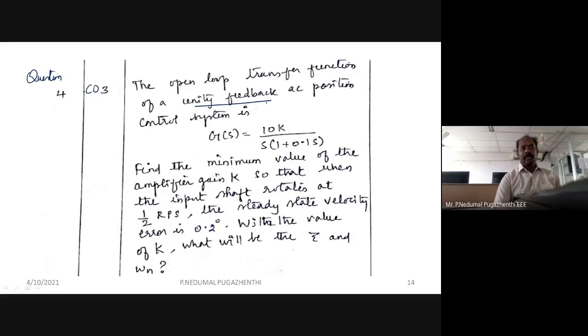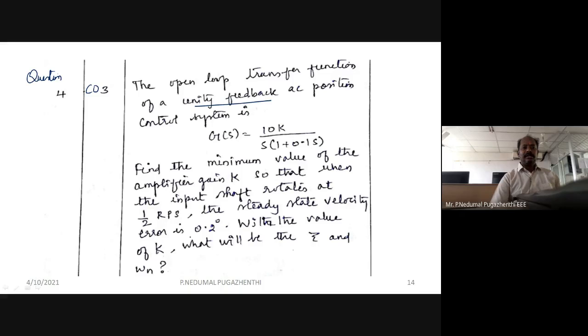Again, the data is provided. It is a unity feedback AC position control system, which has an open loop transfer function 10K by s into (1 plus 0.1 s). Again, find the minimum value of the amplifier gain K so that the input shaft rotates at half RPS. RPS is nothing but rotations per second.